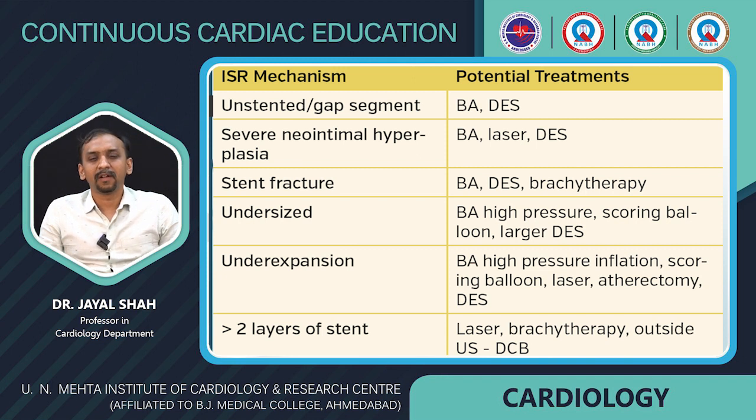In the case of stent fracture, we can put a repeat DES or a brachytherapy. In the case of undersized stent, a high pressure balloon or scoring balloon or a larger DES can be used. Similarly, with under expansion stent, a high pressure balloon inflation, scoring balloon, laser, rotational atherectomy or DES. And when it involves more than 2 layers of stent, then either laser or brachytherapy is a reasonable choice.